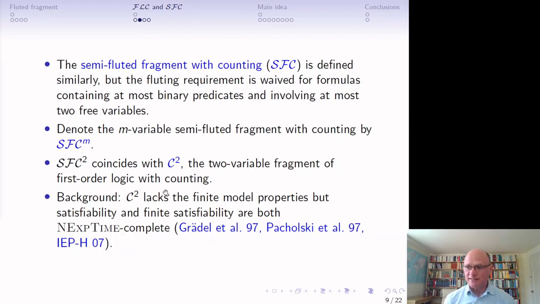It's known that the logic C2 lacks the finite model property, but its satisfiability and finite satisfiability problems are both decidable. In fact, they're NEXPTIME-complete. And here are some references, originally due to Grädel et al. and Pacholski et al. simultaneously.